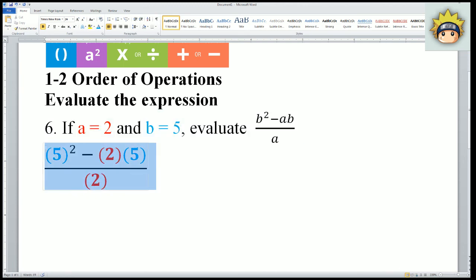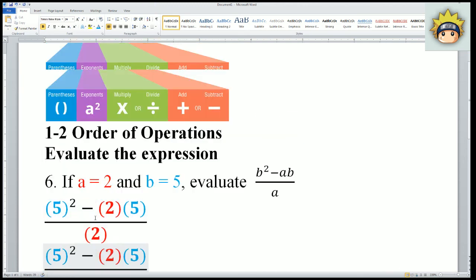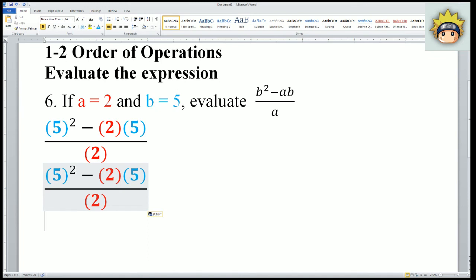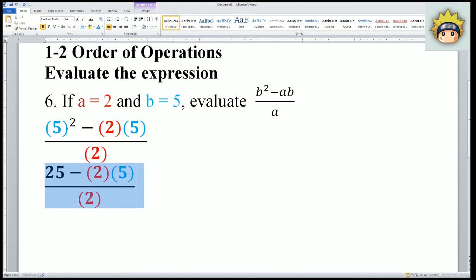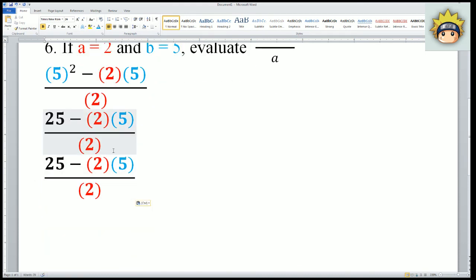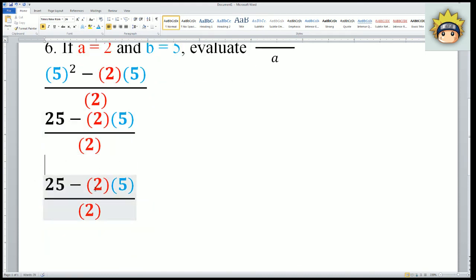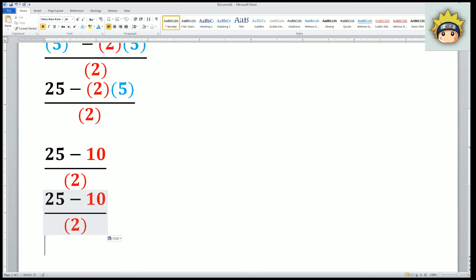Okay. Now we can do some multiplication. We could do 5 squared is 25. So let me just write that. I did 25. Good. Next, you want to deal with, let me space that out a little bit better. 2 times 5, this is 10. Okay, and divide by 2. Okay, let's worry about the top first. What is 25 subtract 10? That becomes 15. Okay, you could do 15 divided by 2. That is equal to 7.5.